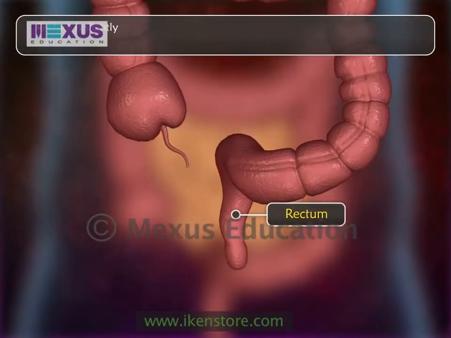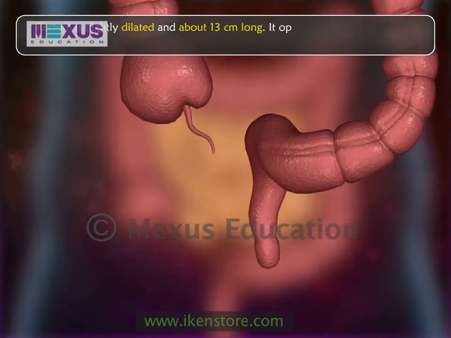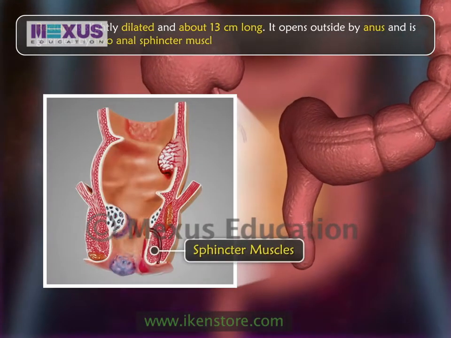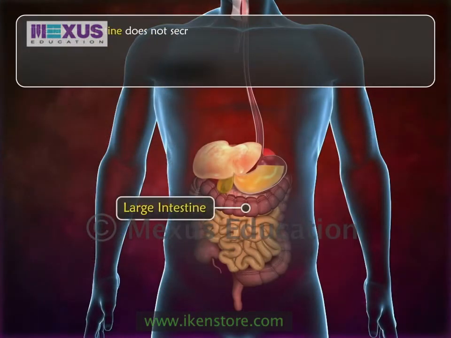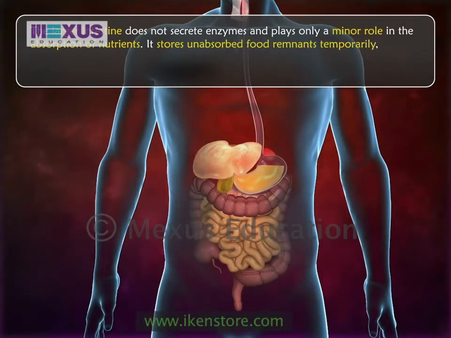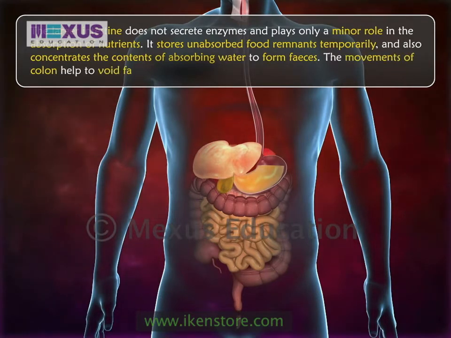Rectum is slightly dilated and about 13 centimeters long. It opens outside by the anus and is guarded by two anal sphincter muscles. The large intestine does not secrete enzymes and plays only a minor role in the absorption of nutrients. It stores unabsorbed food remnants temporarily and also concentrates the contents by absorbing water to form feces. The movements of the colon help to void feces through the anus.